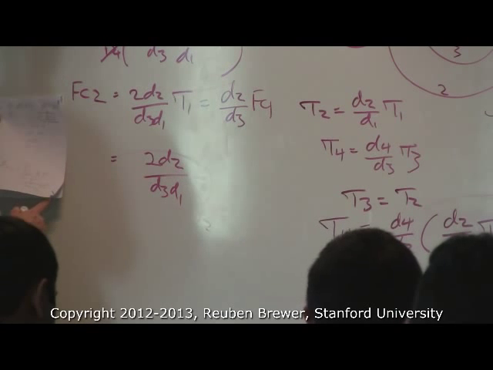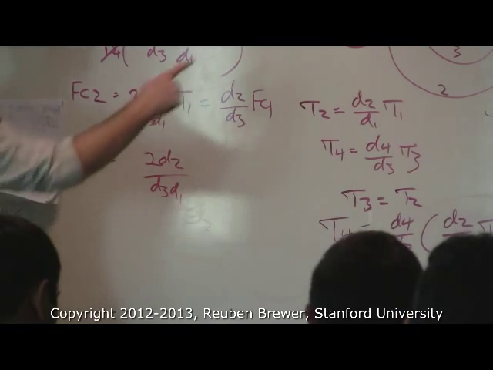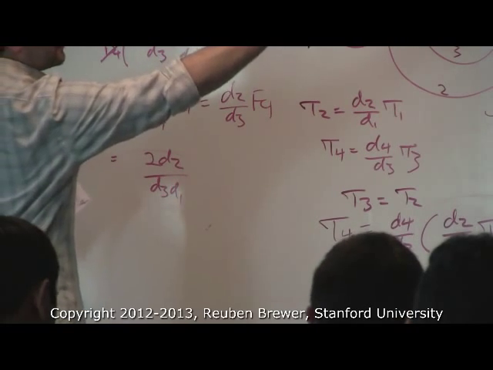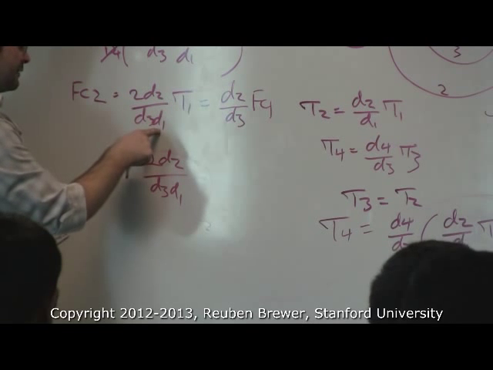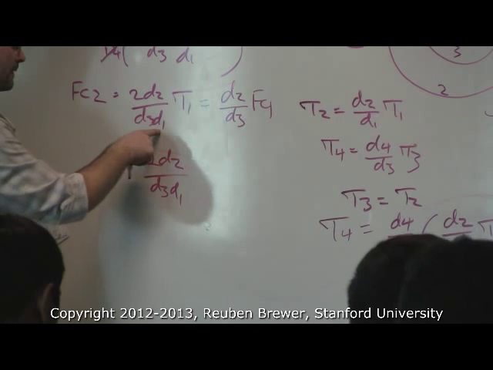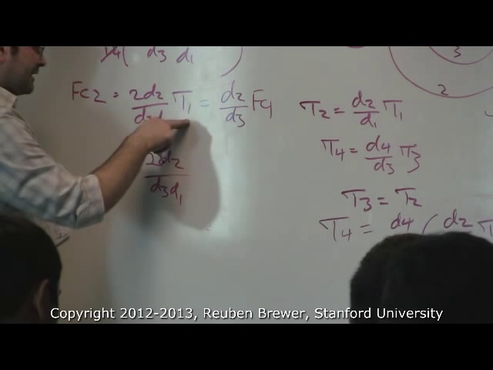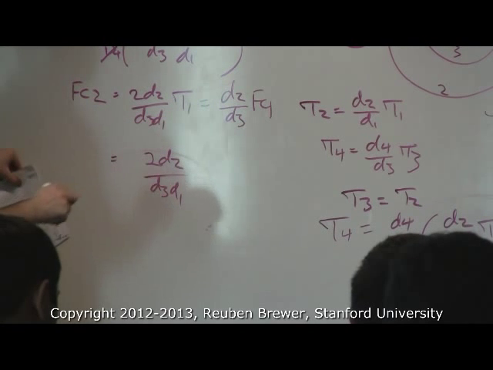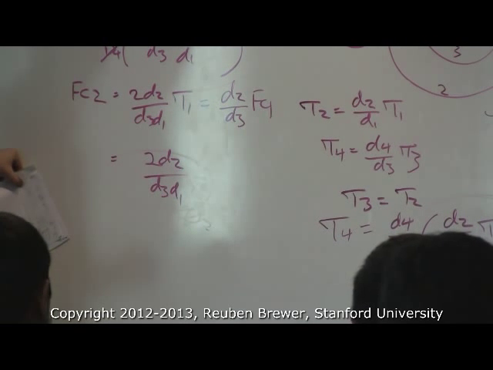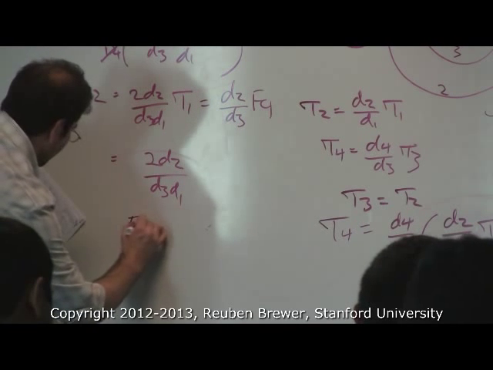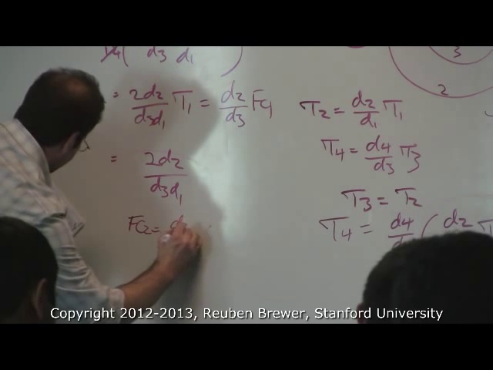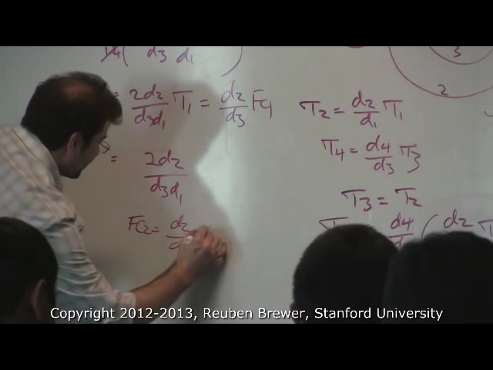Okay, does anyone see why this is working? 2 T1 over D1. 2 D2 over D1. So now we're plugging in T1. Yeah, you plug in times D1, FC1 over 2. Cancel. Yeah, so it cancels. So in the end, we're left with F contact 2 is D2 over D3, F contact 1.